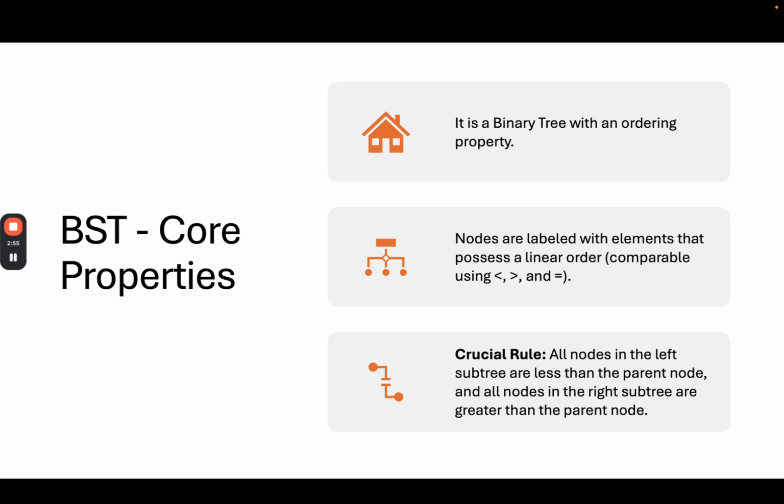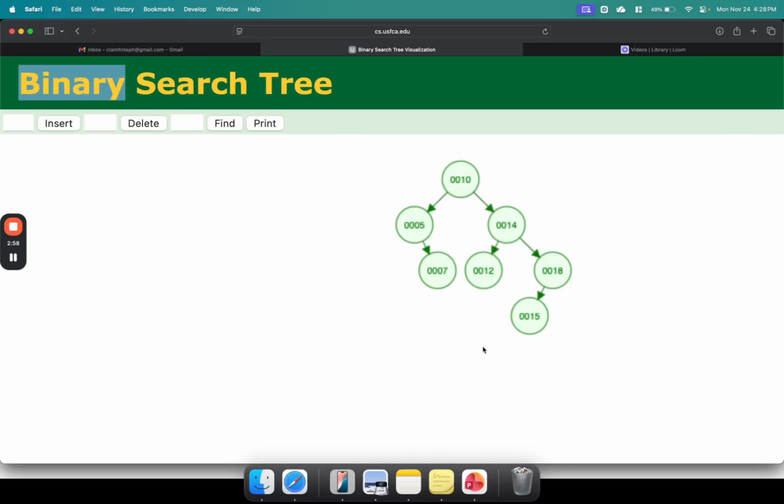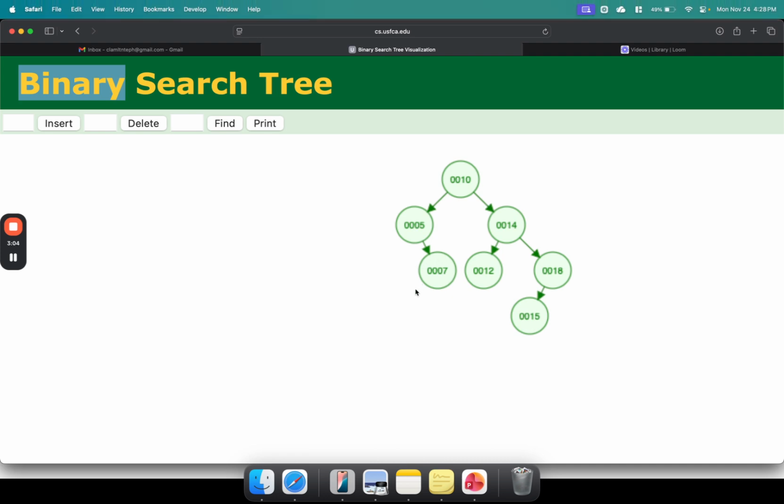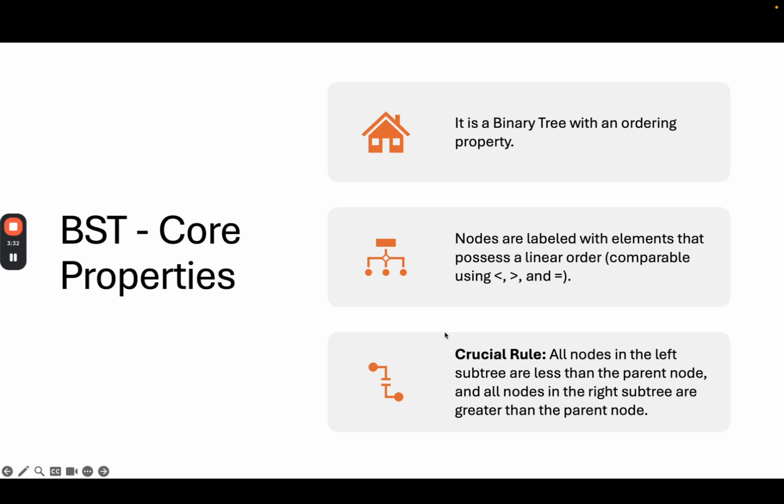So let's take a look at our tree again. All nodes in the left subtree have to be less than the parent node. So for example, I have 10. All the nodes to the left of 10 have to be less than 10. In the same way, all nodes to the right of 10 have to be greater than 10. So you'll notice 12, 14, 15, and 18 are all greater than 10. And 5 and 7 are less than 10. So that is one of our crucial properties as a BST.